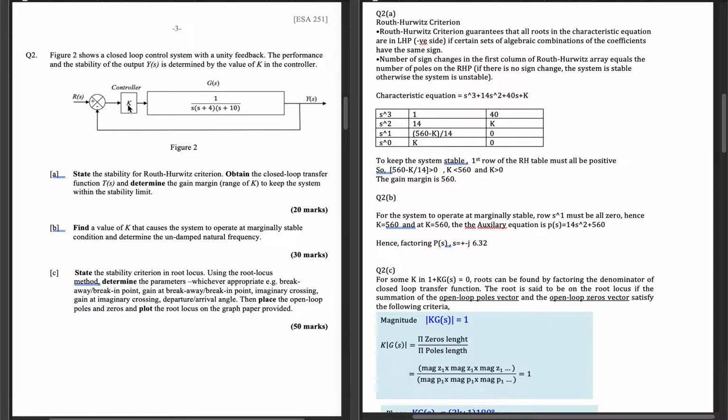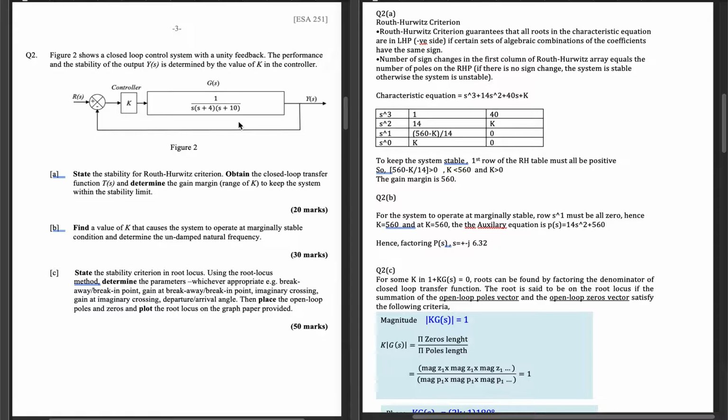So as we increase the K value here, the output will change, not only the behavior or the response, but also the stability of the system, because this K will change the roots of the closed loop system, right? If we derive the closed loop system, the characteristic equation will have K in it, right?